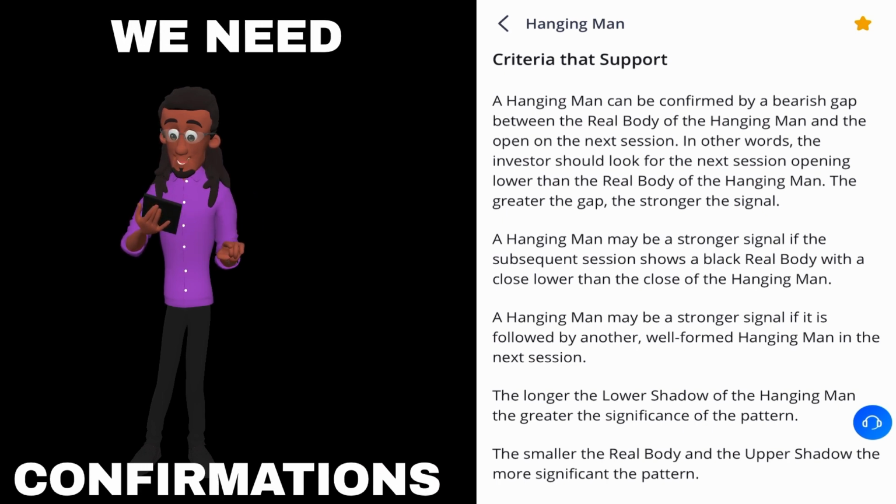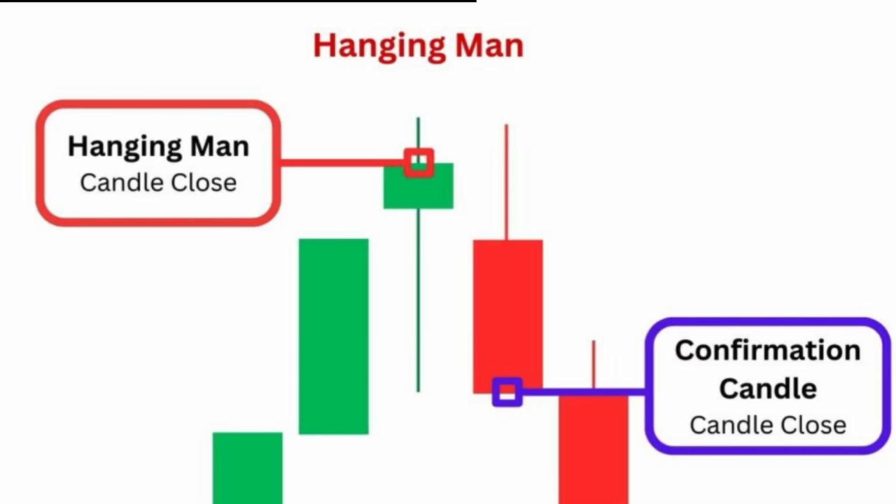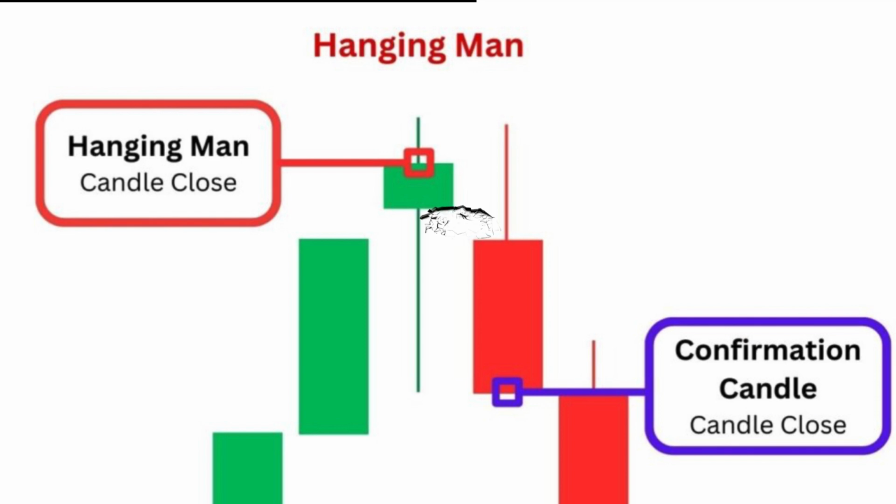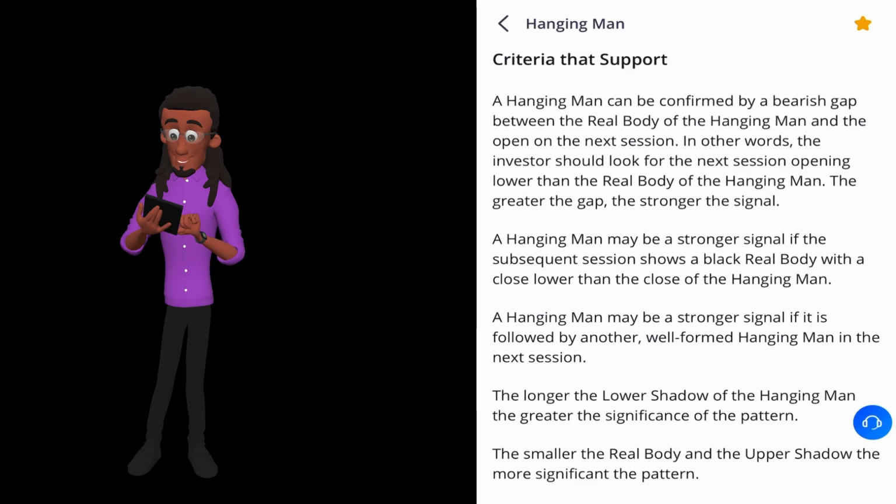Criteria that support a hanging man. A hanging man can be confirmed by a bearish gap between the real body of the hanging man and the open on the next session. In other words, the investor should look for the next session opening or the next candle opening lower than the real body of the hanging man. The greater the gap, the stronger the signal. All right, now we're talking.